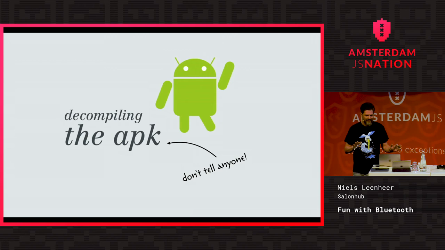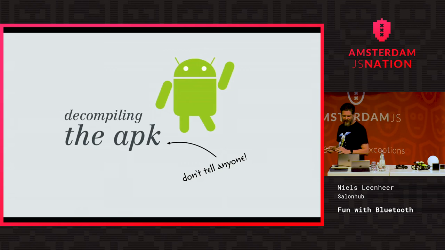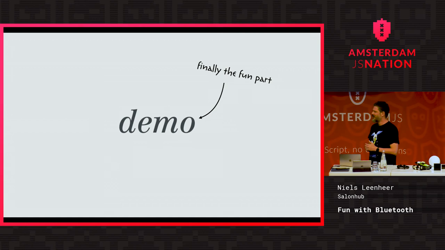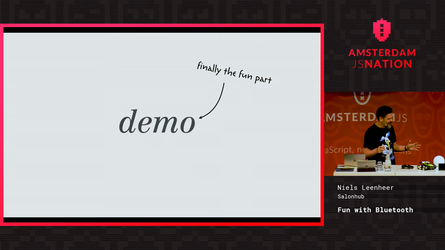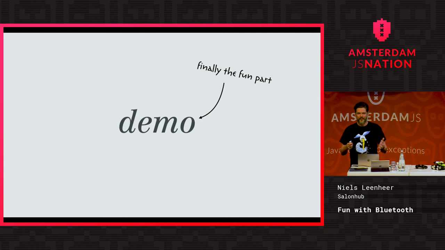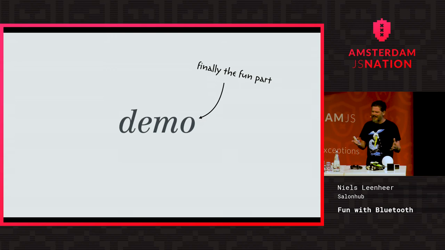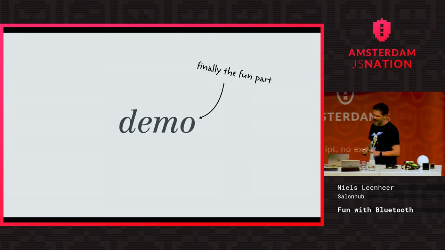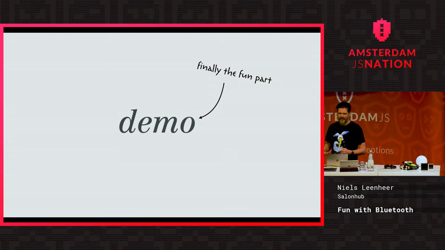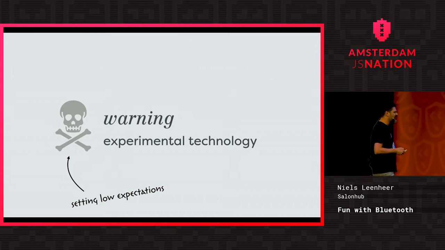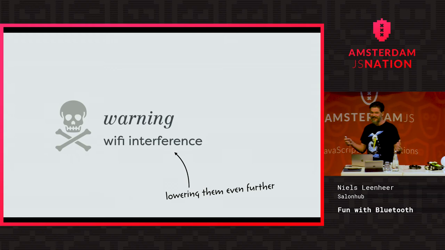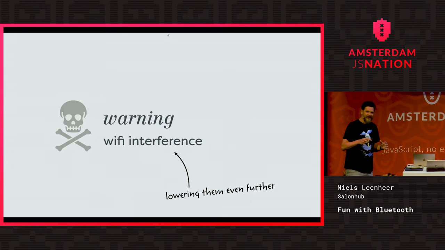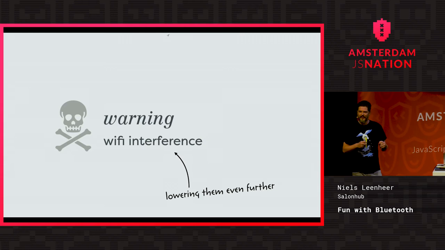So now it's time for the fun part, at least for you, because I'm actually terrified. Because this is all experimental technology, and it may not work. In fact, I did this talk a few months ago in London, and none of the demos worked. None. So I'm happy that even one works. So, warning, experimental technology. This works at home. It works on my machine. You've heard that in the last talk. And in this case, it's actually true, because Wi-Fi and Bluetooth use the same frequency, and there are a lot of people using Wi-Fi devices here, so there are bound to be some interference.